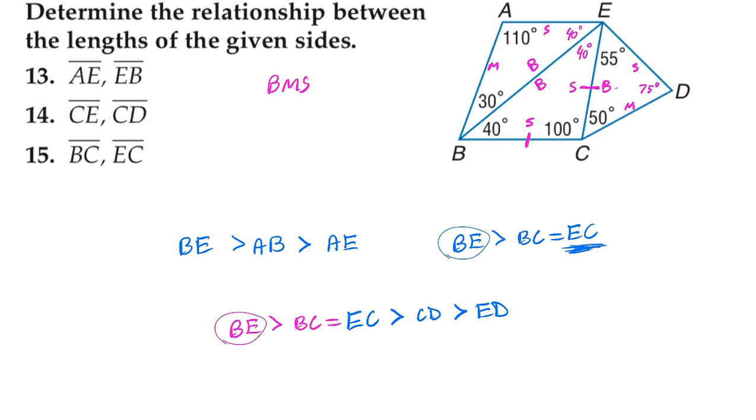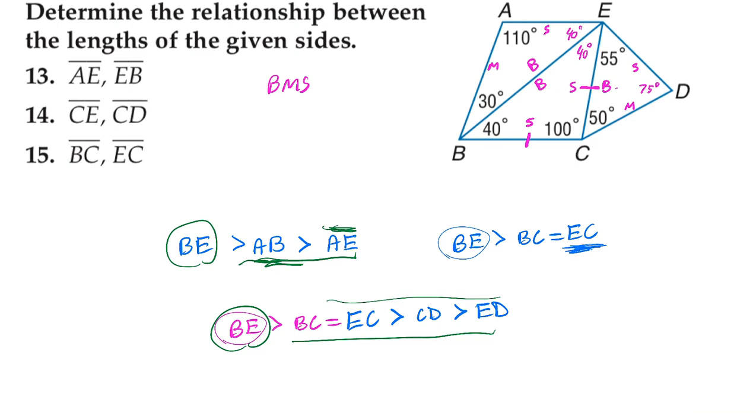Now up here is where it gets a little confusing. We know that BE is bigger than these, and we know that BE is bigger than these, but we don't know how those underlings relate to one another. There's no AB in any of this. There's no AE in any of this. So all we know, if we were to arrange these in a chain, is these two separate things, right?